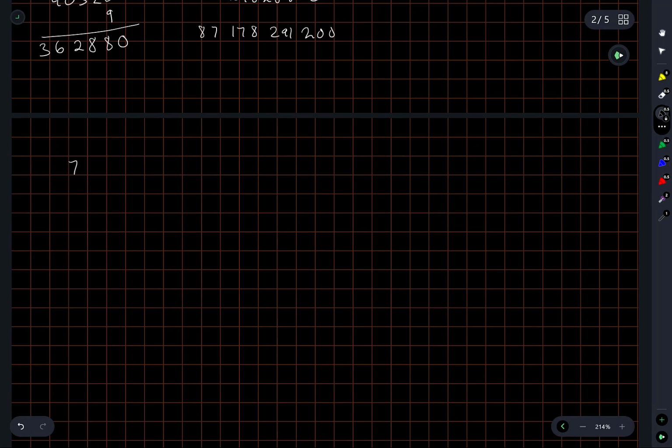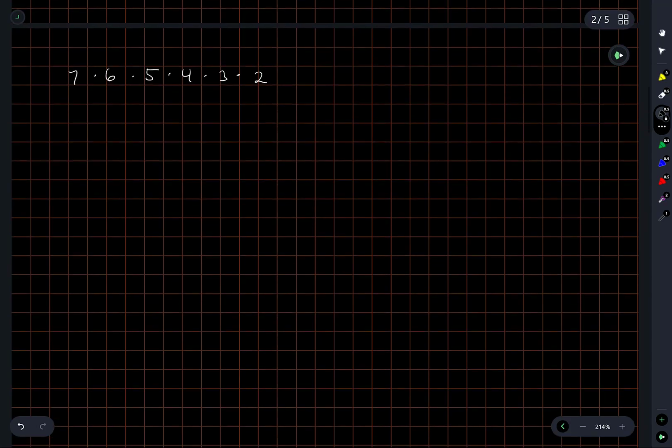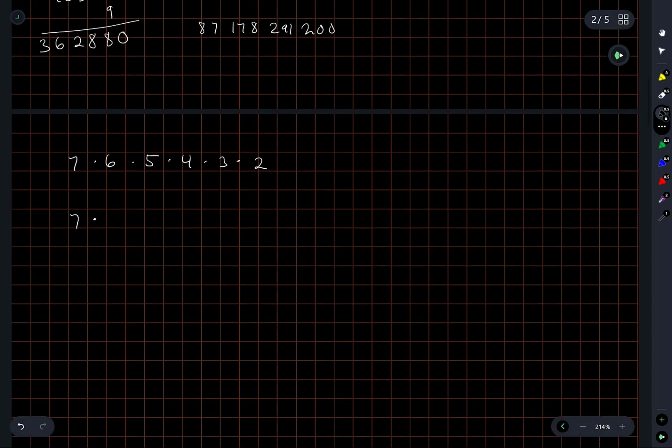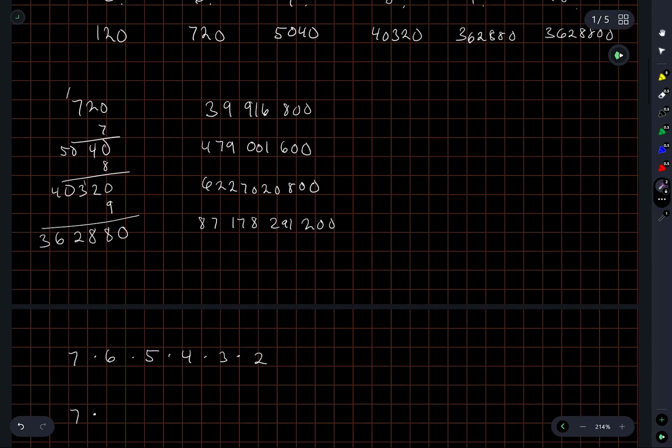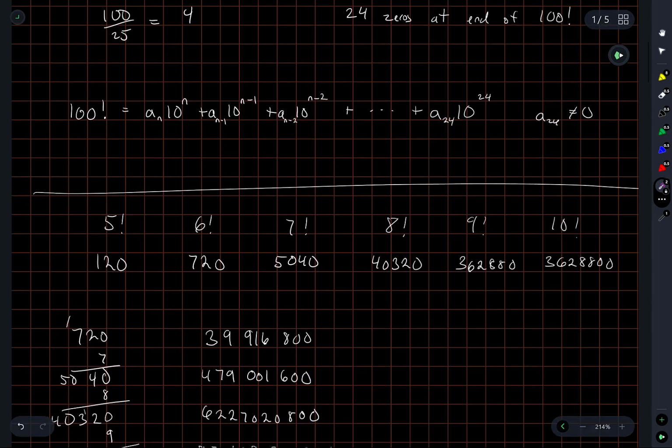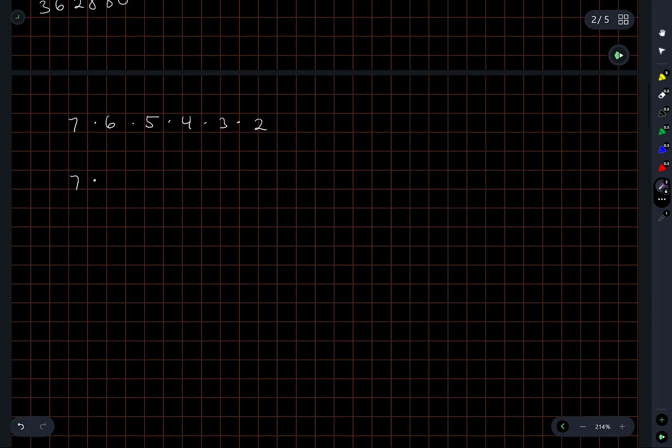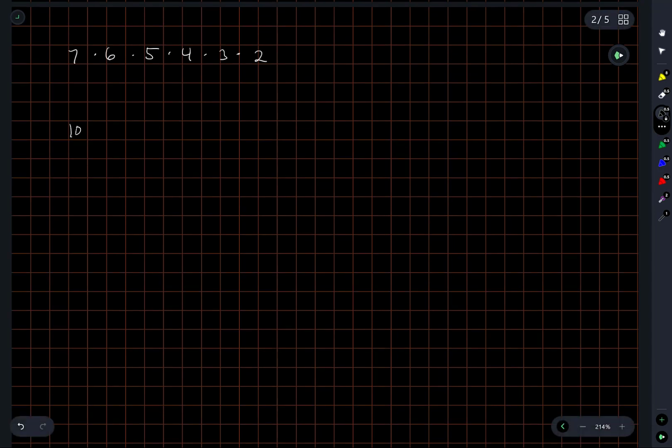So 7 factorial is 7 times 6 times 5 times 4 times 3 times 2. What happens if I write this as 7 times... Oh, no. I was going to start breaking these numbers up into sums of 2 numbers to see if there were a way of expanding. I'm just going to try something here. This is likely not going to work, but that's okay. 10 minus 3 times 10 minus 4 times 10 minus 5.